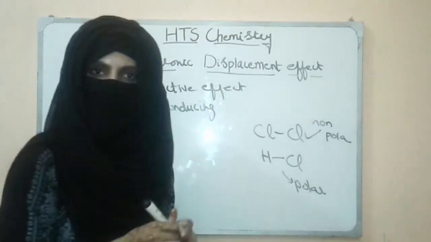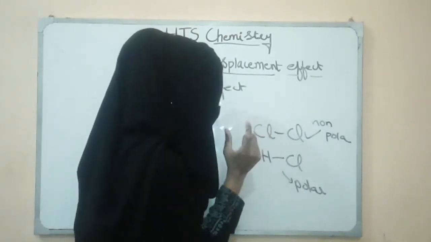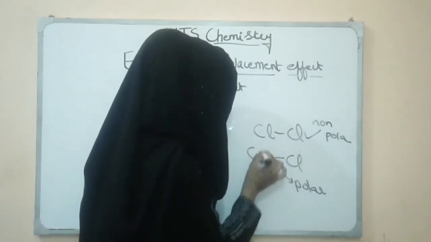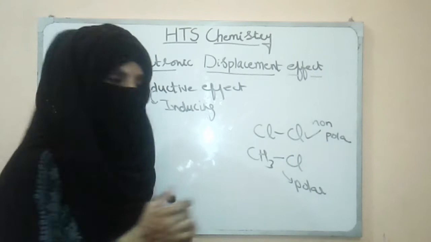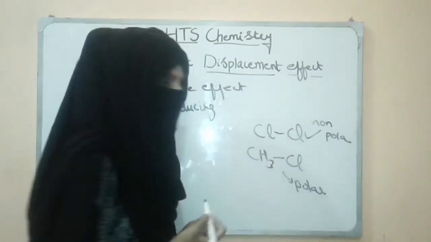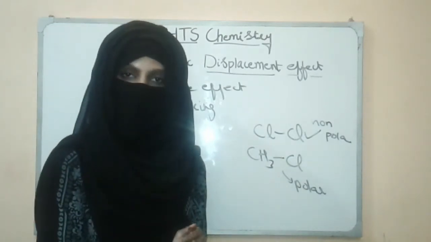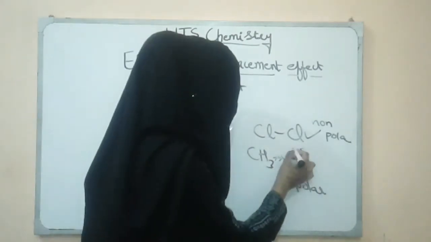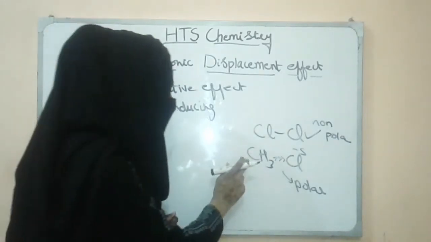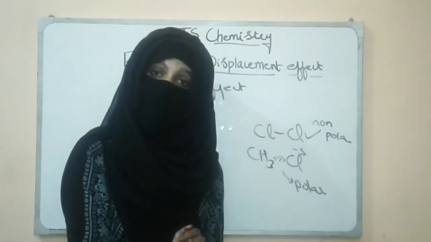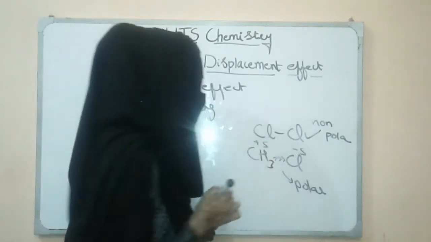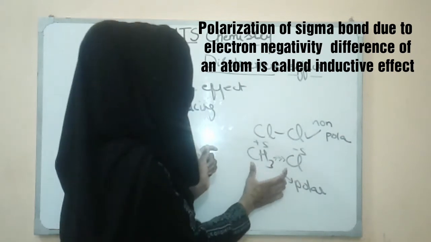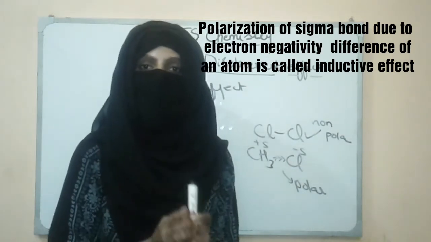Why is this a polar bond? Because this covalent bond is formed due to different elements having different electronegativity. For example, methyl chloride. In methyl chloride, this chlorine atom is a more electronegative element. So it will attract the electron density toward itself, so it will get a partial negative charge on it, due to which this carbon will become electron deficient and it will get a partial positive charge on it. So students, the polarization of a sigma bond due to the different electronegativity of an atom is called inductive effect.